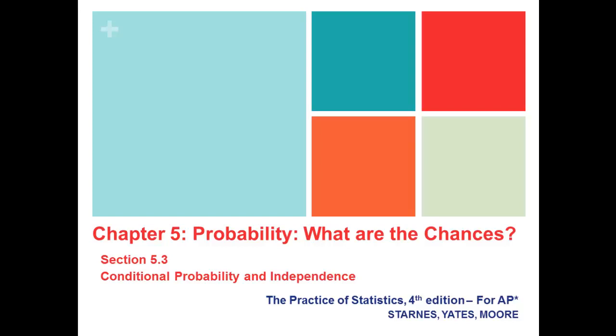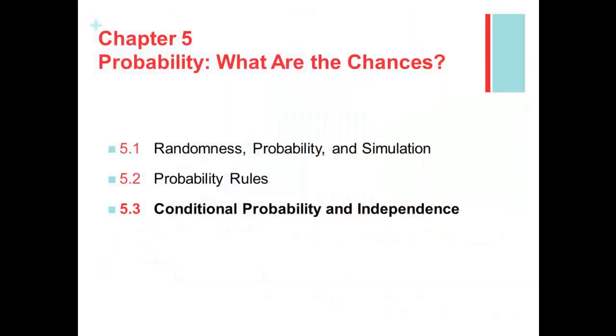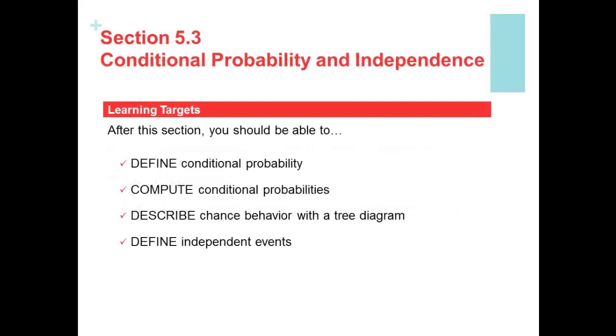Section 5.3 Day 1: Conditional Probabilities and Independence. We're going to expand upon the probability rules that we covered in Section 5.2. After this section, you should be able to define what's called a conditional probability, compute conditional probabilities, describe chance behavior with what's known as a tree diagram, and also define what are called independent events.